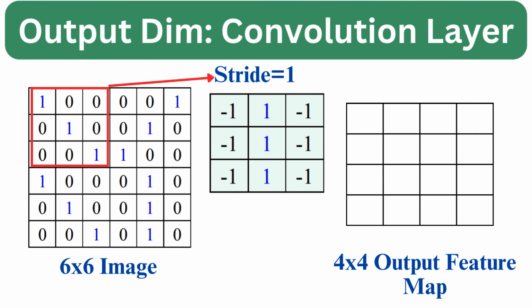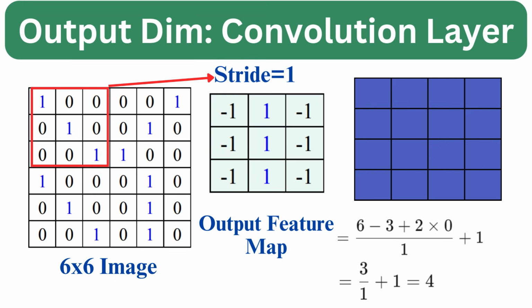Now let's confirm with the previous example whether this formula is working or not. In the previous example, we had a 6 by 6 image, a 3 by 3 filter, there was no padding and the stride was 1. So let's put all the values in the formula and see if we get a 4 by 4 image or not. The image size was 6 minus the filter size, which is 3, plus 2 times padding, there was no padding, so it is 0, divided by stride which was 1, plus 1. So it would be 3 plus 1 equals 4. So the output would be 4 by 4.